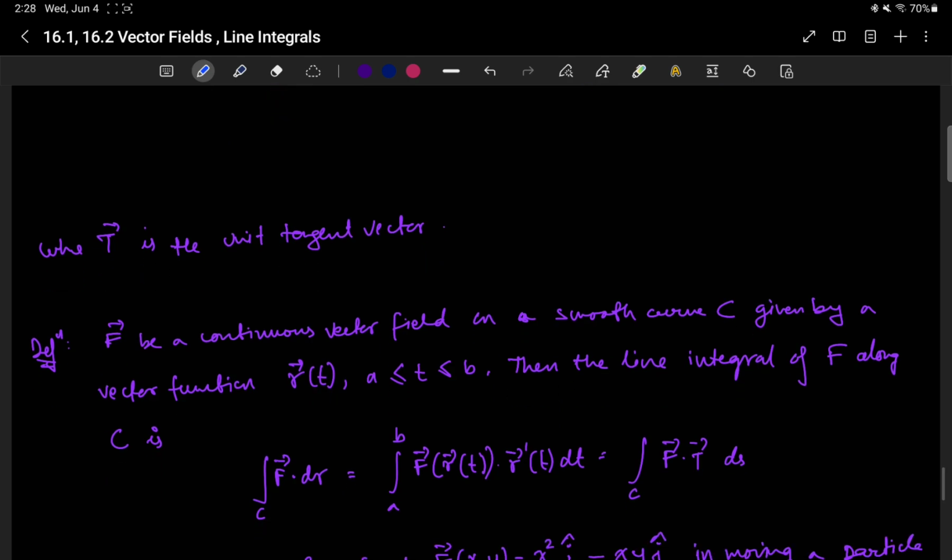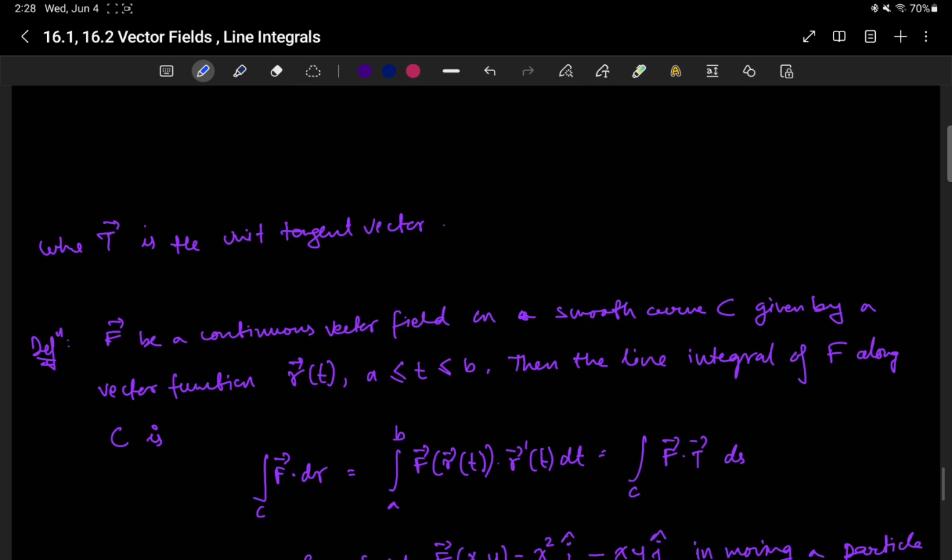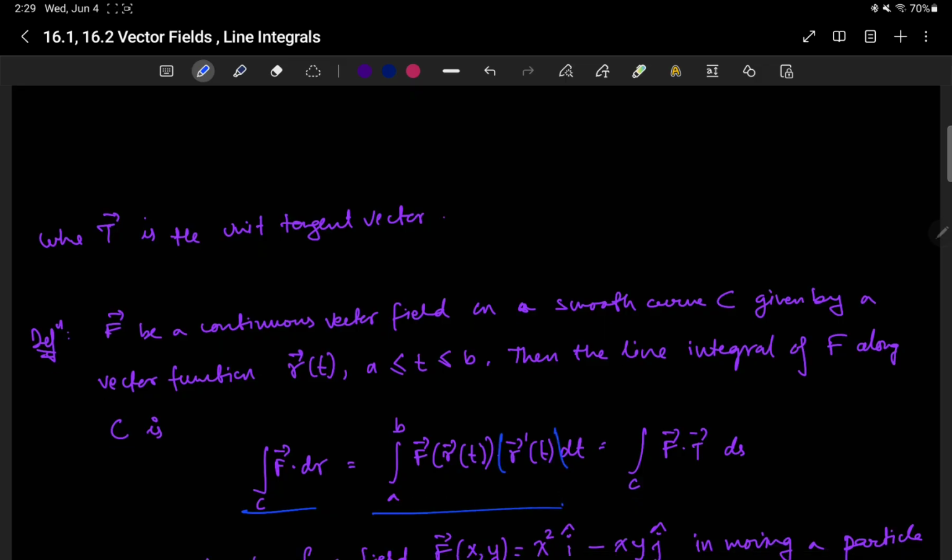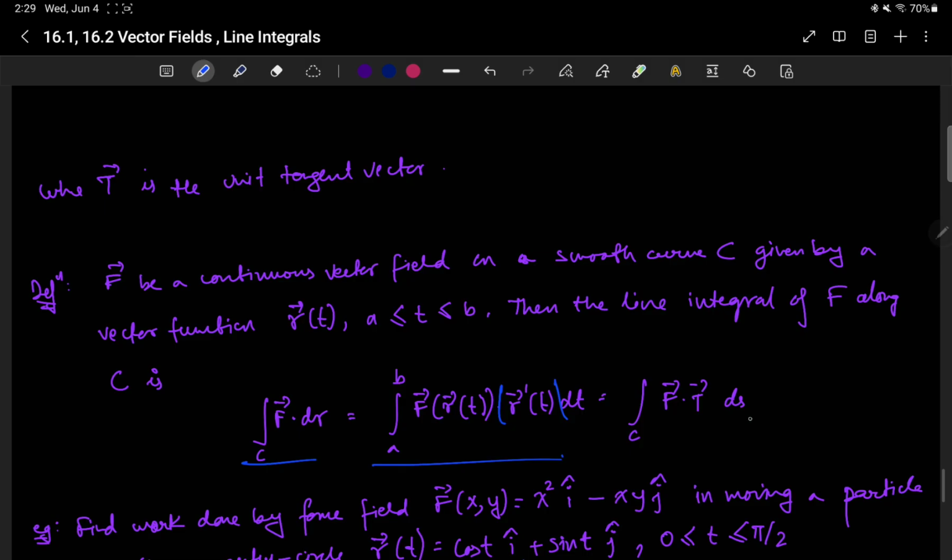From there we get this definition that if F is a continuous vector field on a smooth curve C given by a vector function r(t), then the line integral of F along C, F dot dr, is this, which we saw is the same as F dot T ds.